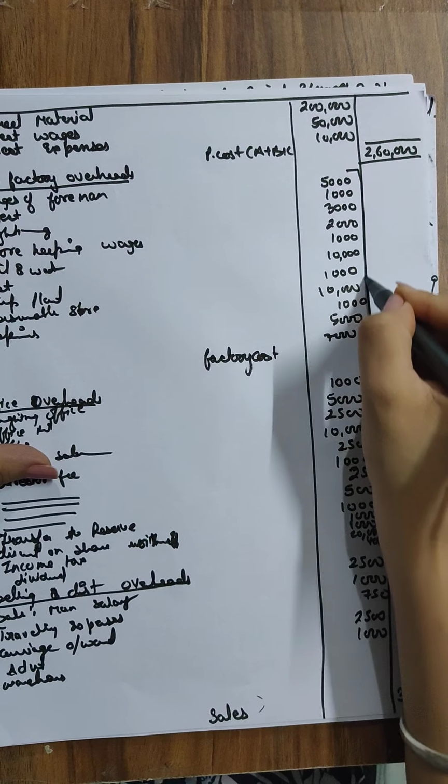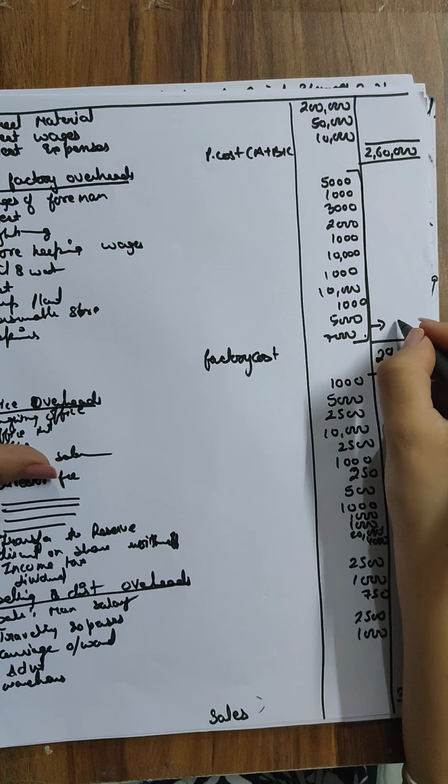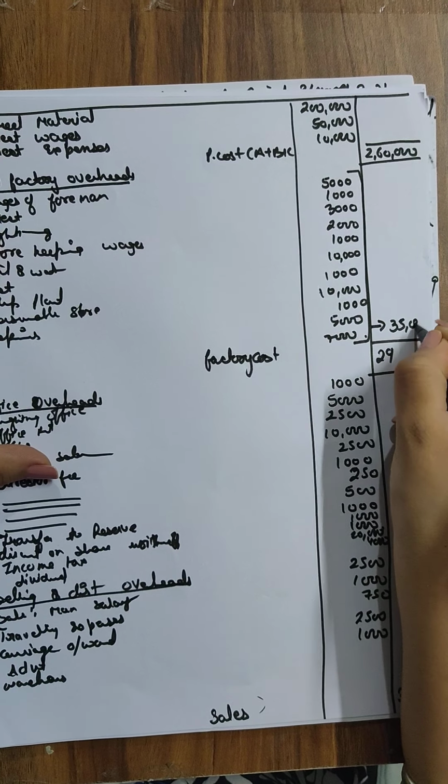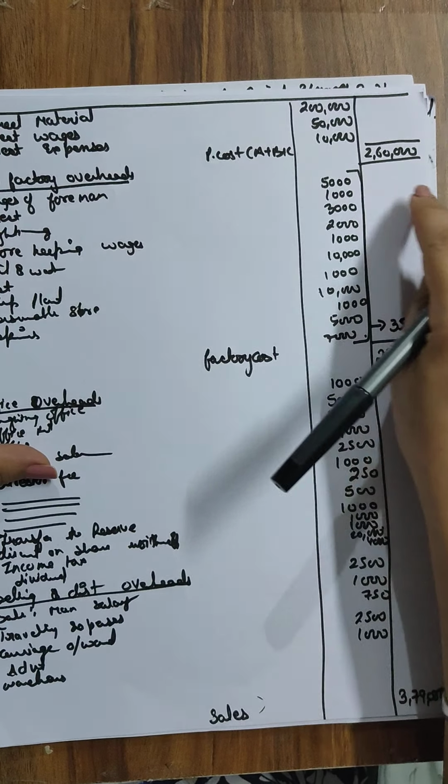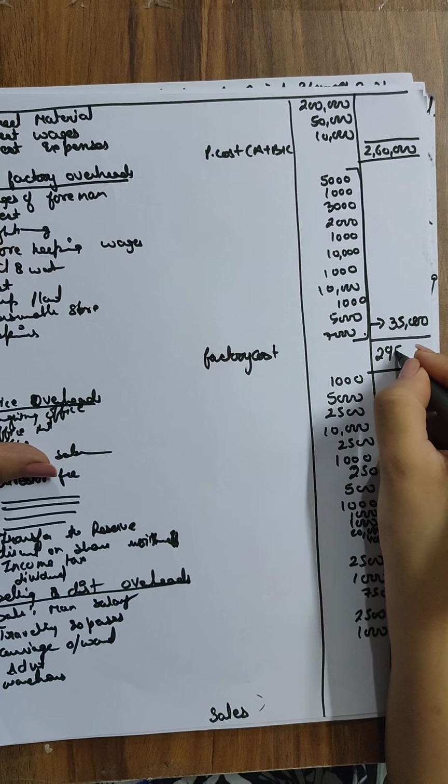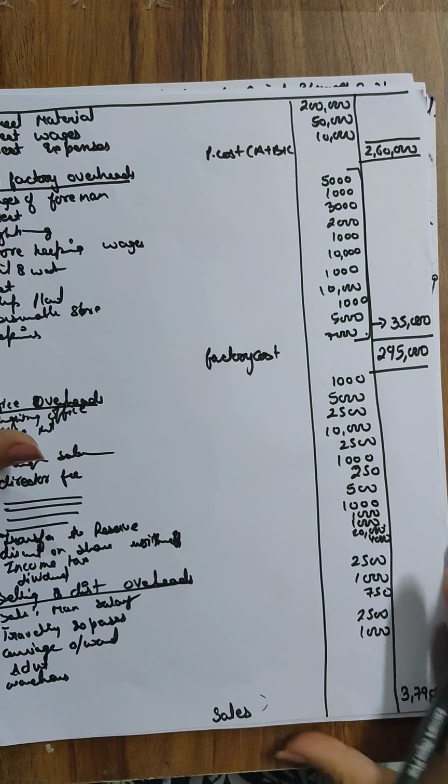So the addition of all this will come over here. It will come to 35,000. So you have to add it up in 2,60,000, and the 2,95,000 will come over here.